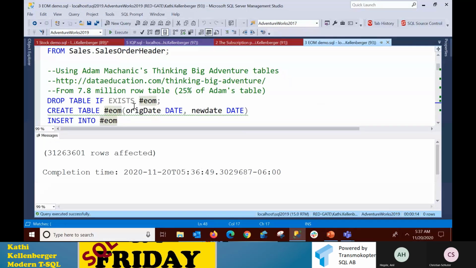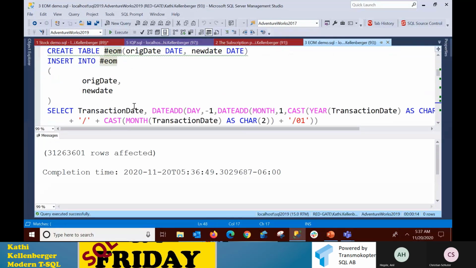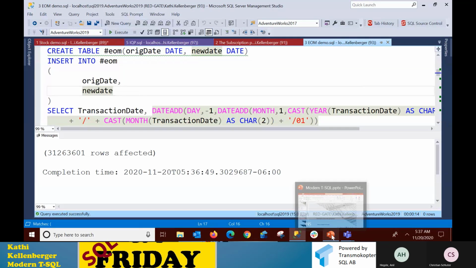So how long did this one take? I can't remember, but it did take quite a bit longer. Any questions before I move on?